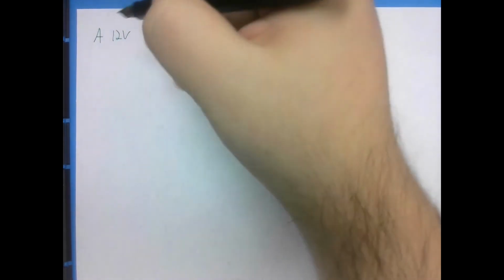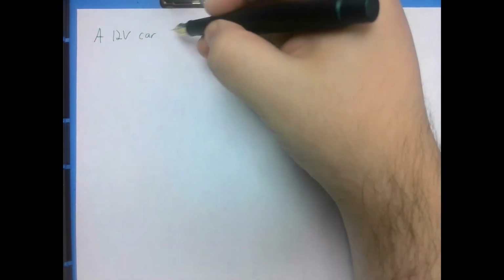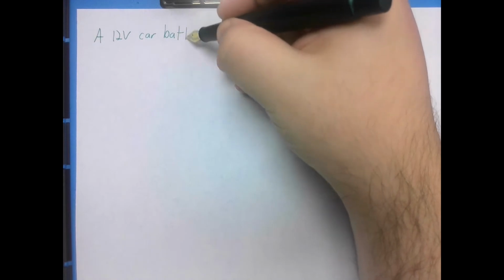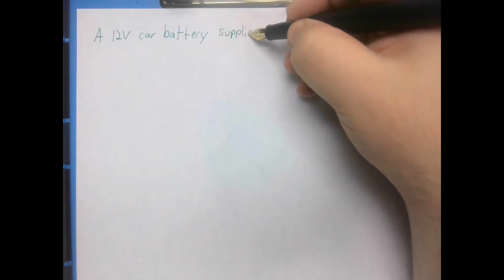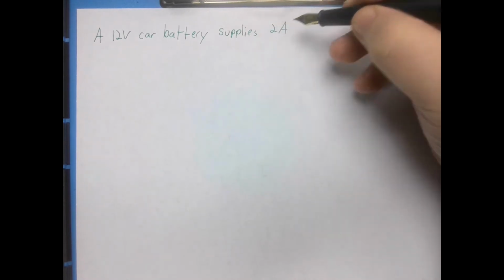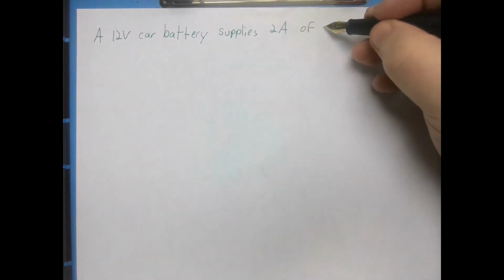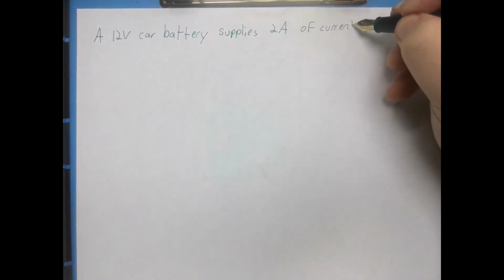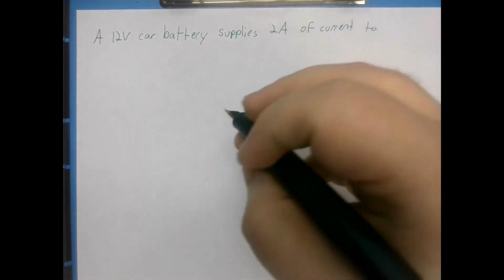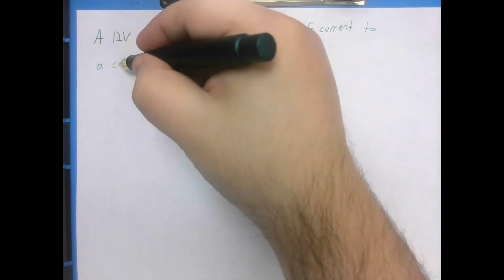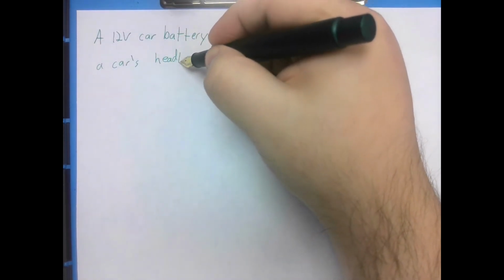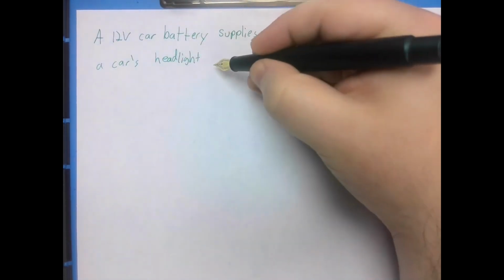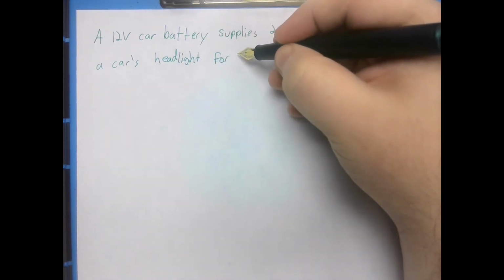A 12-volt car battery supplies 2 amps of current to a car's headlamp or headlight for 3 hours.